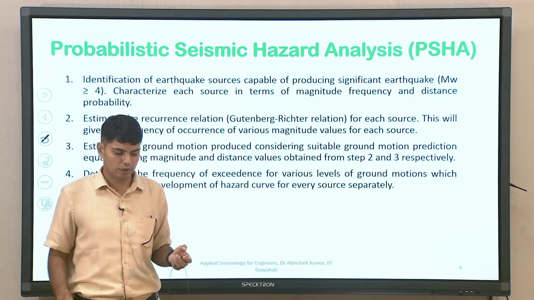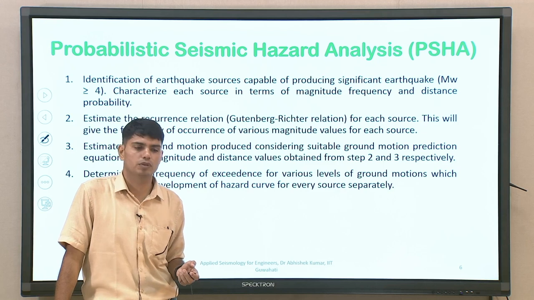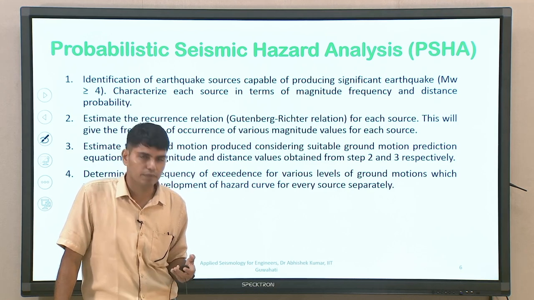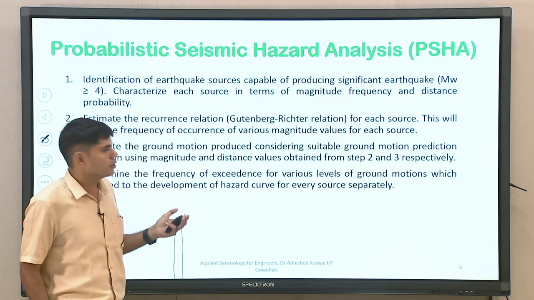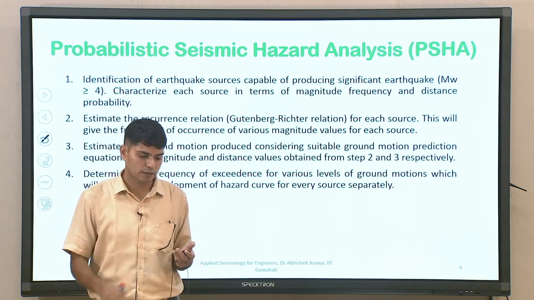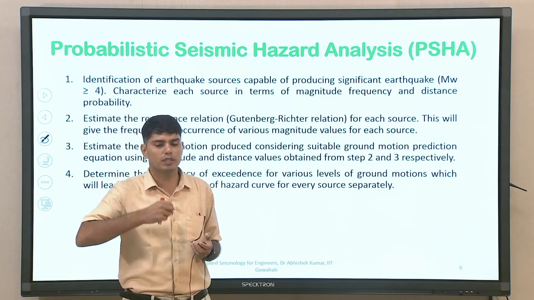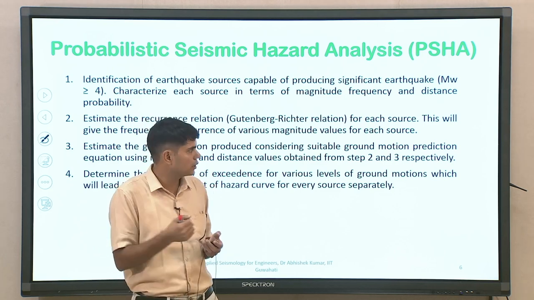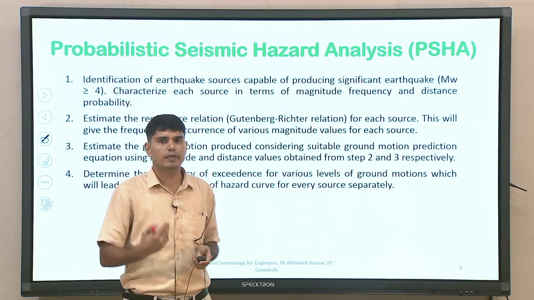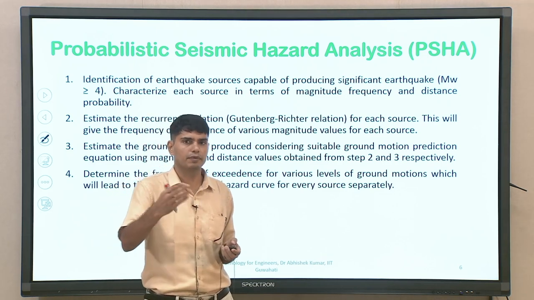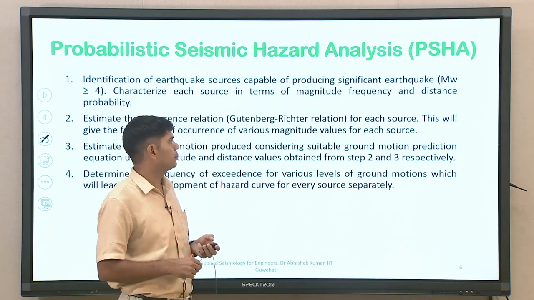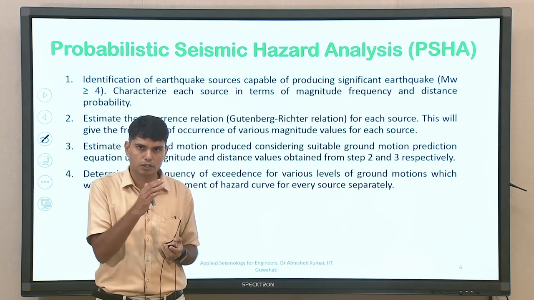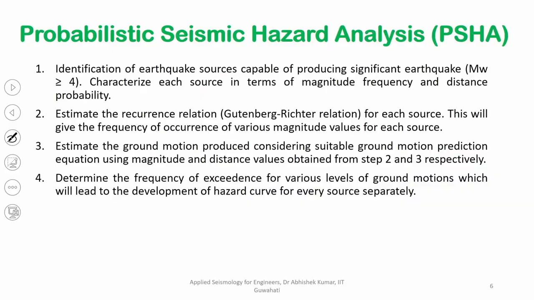So, we have identified the seismic sources which are capable of producing magnitude 4 and above. Based on that, we try finding out the frequency of different magnitudes to occur at the site of interest. Similarly, we also try to find out the distribution pattern in terms of different hypocentral distance or epicentral distance at which the earthquake can possibly happen in different scenarios. Based on these two, that is magnitude frequency and distance probability distribution, is required for each of these seismic sources.